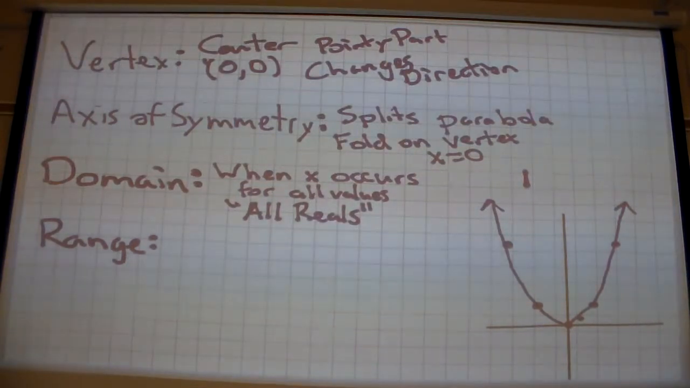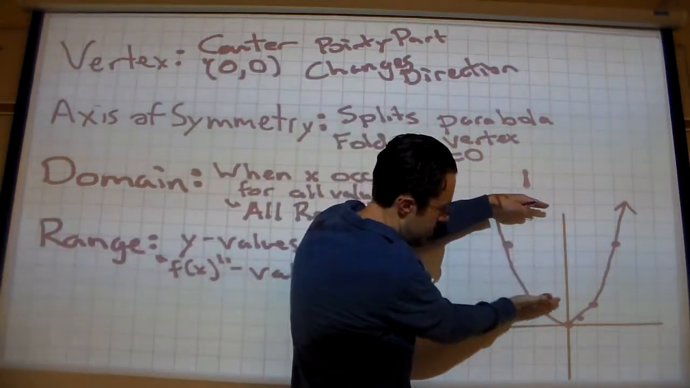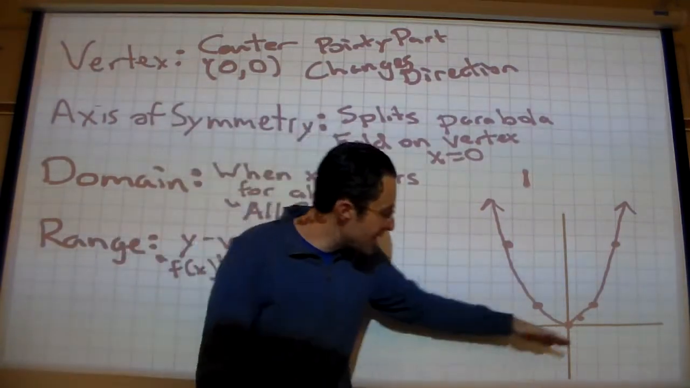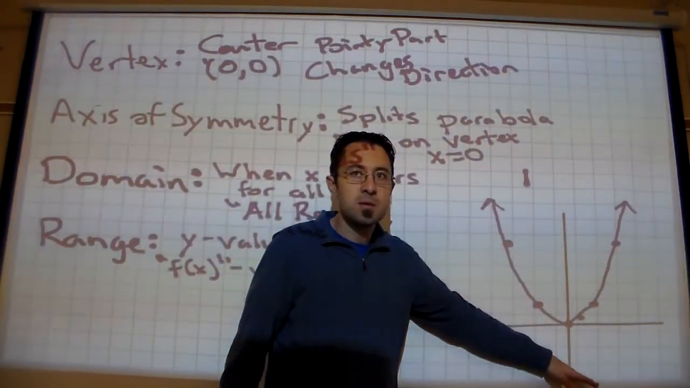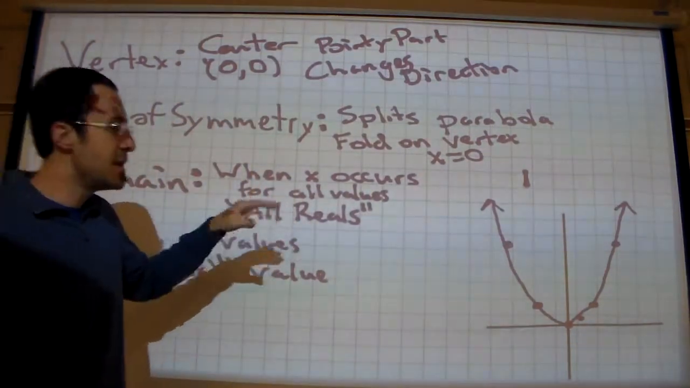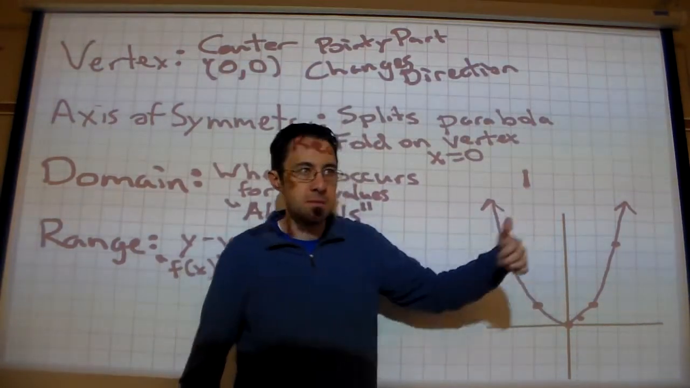Range is different though. Range is usually your y values, or in this case your f of x values. It's which ones can occur. Now, on this graph, do I hit every possible y value? Where does it stop? At the origin. Can I have any y values down here? No. So in this graph, it's not all reals, as x is. I'm limited to anything that's 0 or greater. Right?